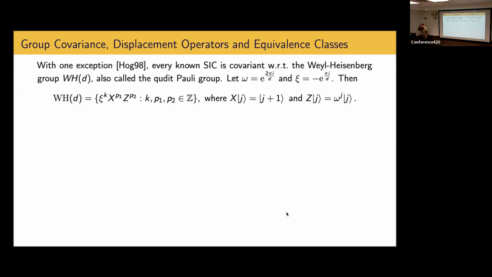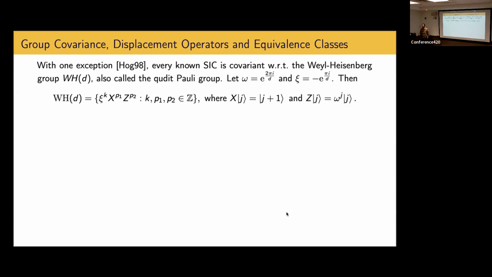Okay, so I'm going to specialize the discussion a little bit to put some symmetry on these objects, because it turns out, with exactly one exception, which is kind of special, it has to do with quaternions in some weird way, and nobody really knows if this thing is part of a family or just some weird exceptional thing, the way exceptional groups are odd objects. So with only one exception, every SIC is covariant. I'll explain what that means with respect to the Qdit Pauli group or Weil-Heisenberg group.